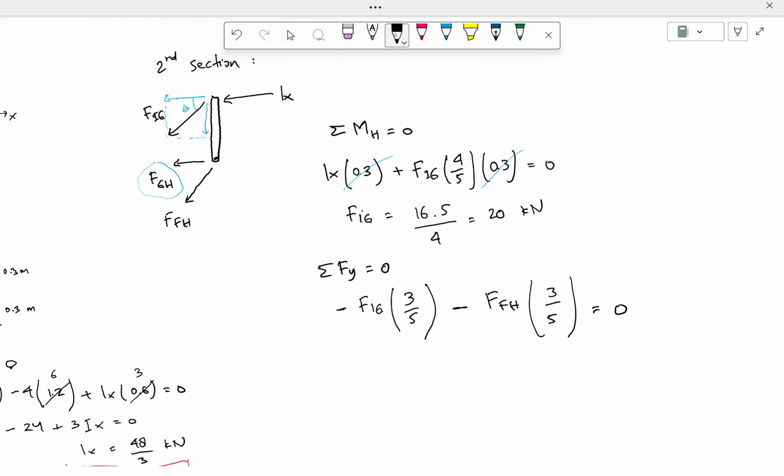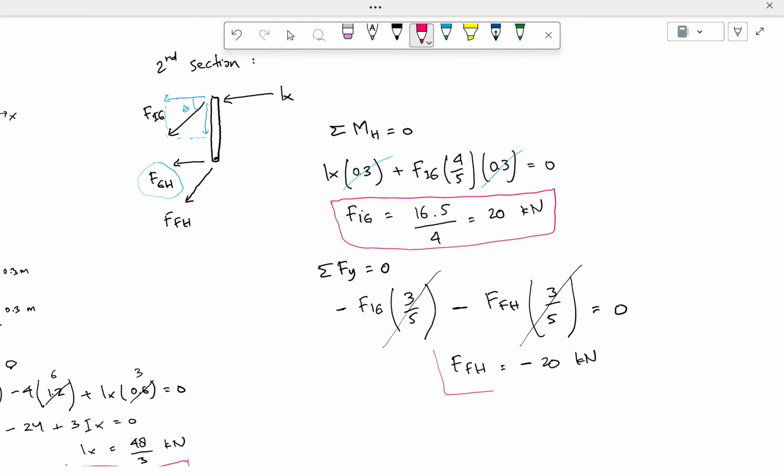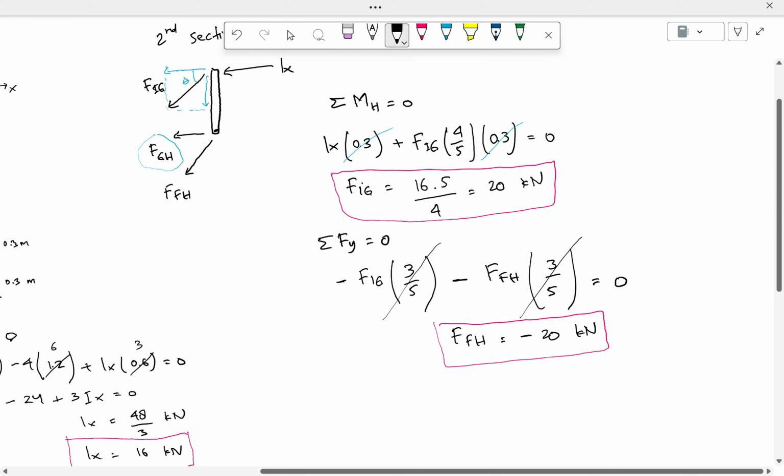equal 0. Is there any vertical component again? No, right? Only those two forces. So FFH, if we remove this, they are equal to minus FIG, which is 20 kilonewton. Okay, so we have those forces, FFH and FIG.